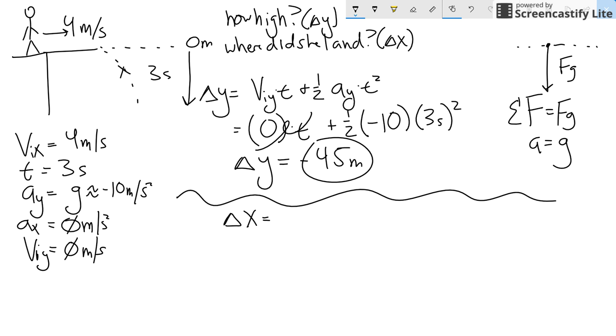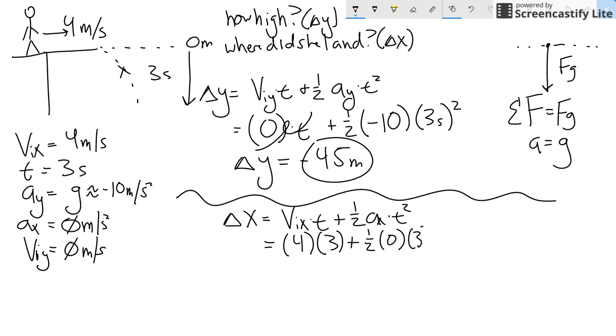Delta x equals velocity initial in the x direction times time plus 1/2 acceleration in the x direction times time squared. Velocity initial we have. So let's start plugging things in. We have 4 times 3, because that's how many seconds she was in the air, plus 1/2 times 0 times 3 squared. We have a 0. Cancel it out. So delta x is just going to equal 12 meters.